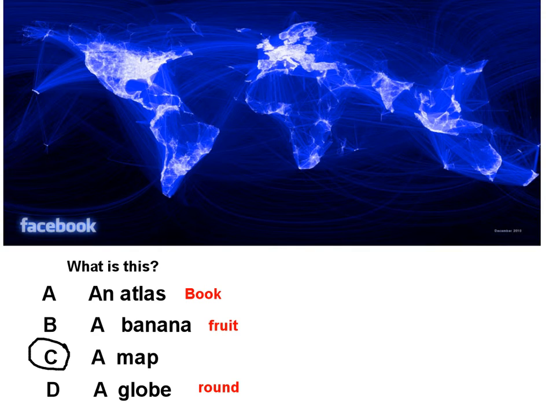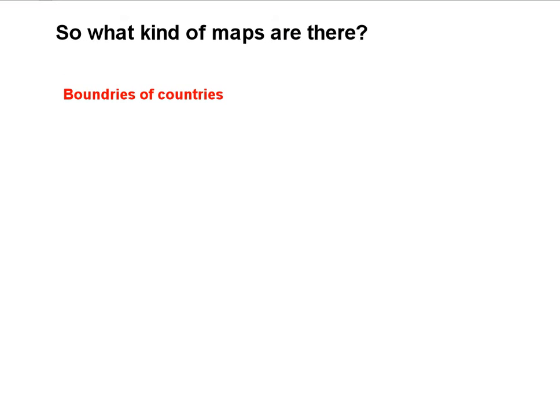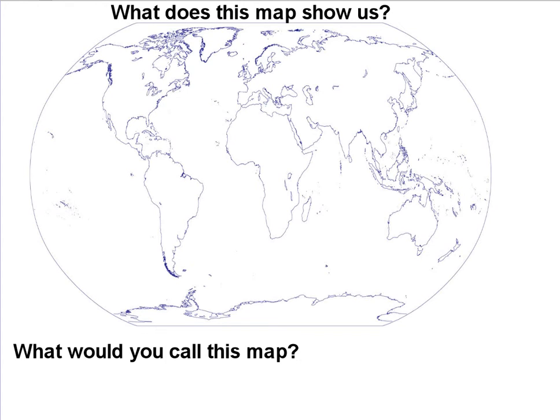And to answer that question, we need to think about all the different kinds of maps there might be. There are political maps that show the boundaries of countries. There are geographical maps that show oceans, mountains, and rivers. They're all different kinds of maps. So we looked at a couple.